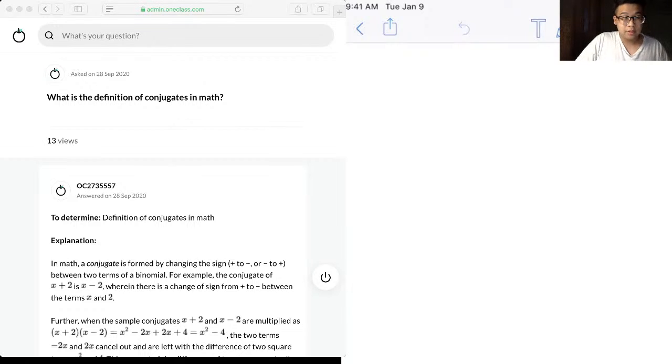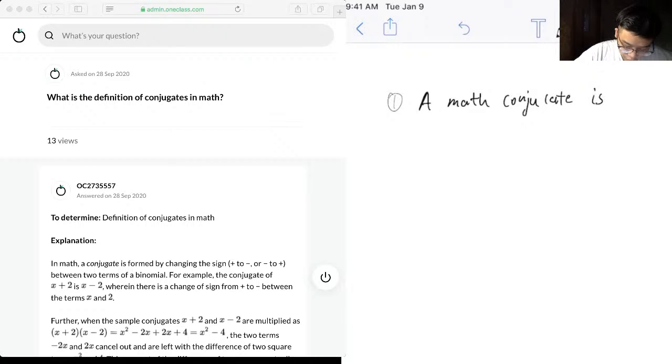So the first question asks: what is the definition of conjugate in math? Here are a couple of things I want to mention. A math conjugate is formed by changing the sign between two terms in a binomial.